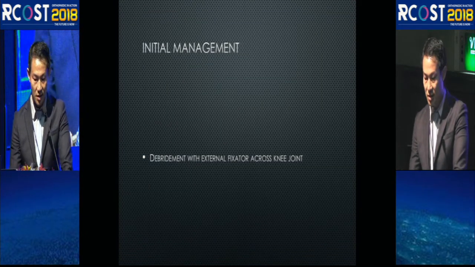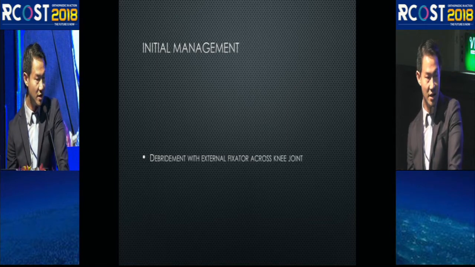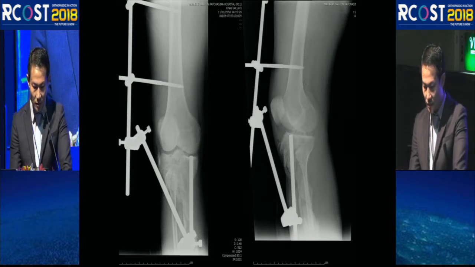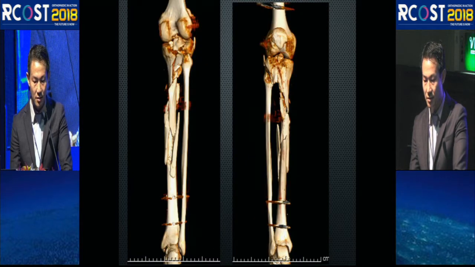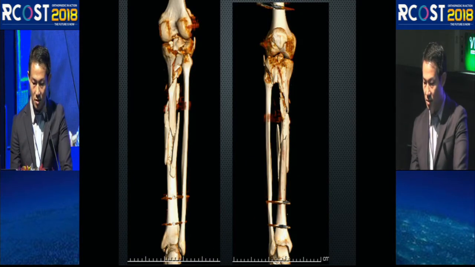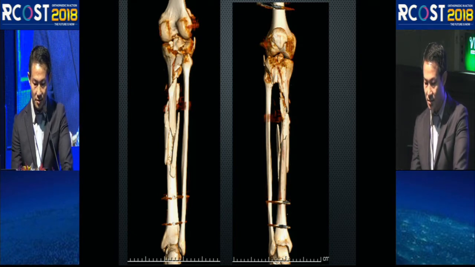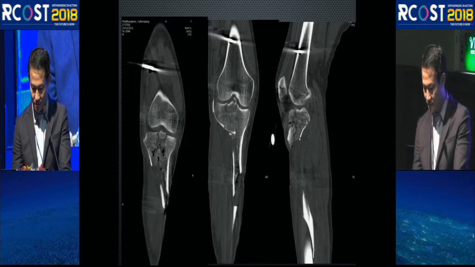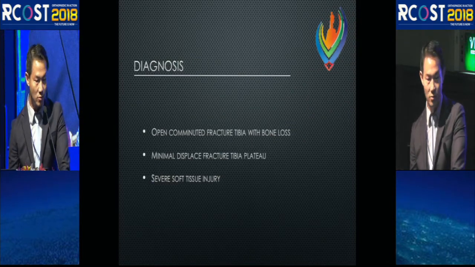For my initial management, I went for debridement with an external fixator across the knee joint. This is the post-op X-ray. Then I went for further investigation with a CT scan to assess the joint. I saw the joint is minimally displaced in this case, and this is the coronal cut and sagittal cut. This is the diagnosis and the problem list that we have to deal with.